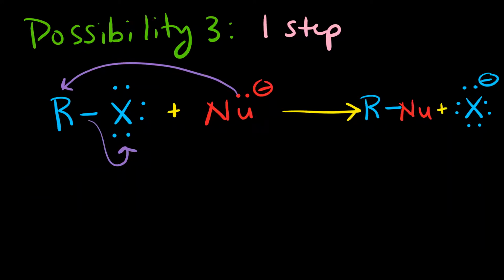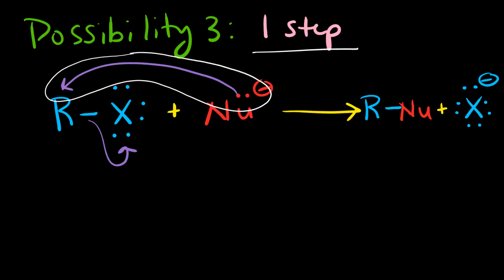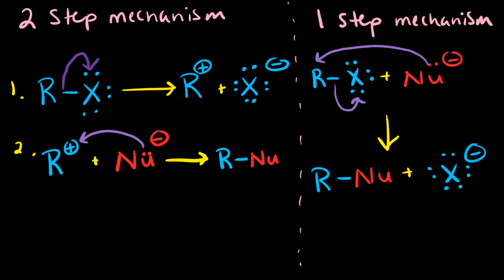But another reaction mechanism that could be possible would be a one-step mechanism where the new sigma bond between the nucleophile and the carbon is forming at the same time that the old sigma bond between the carbon and the halogen is breaking. So at the end, we're left with these two possibilities where you have a two-step bond breaking followed by bond formation, or a one-step where everything's happening at one time.